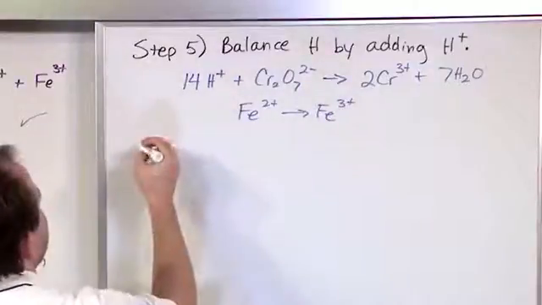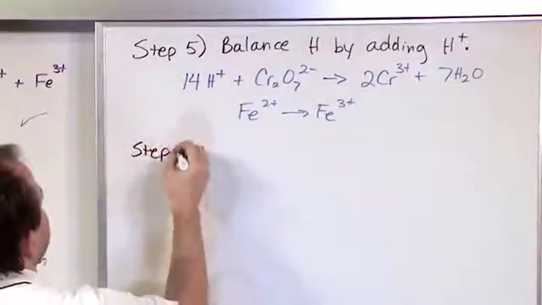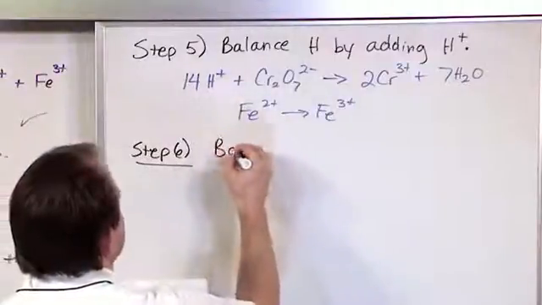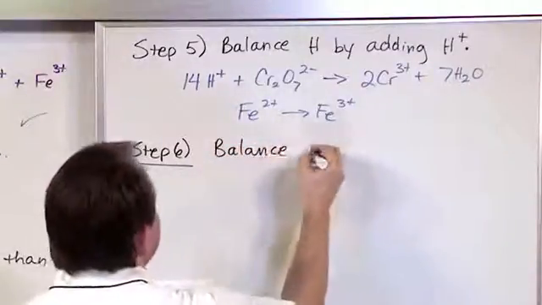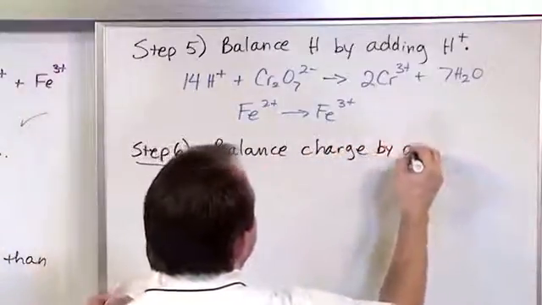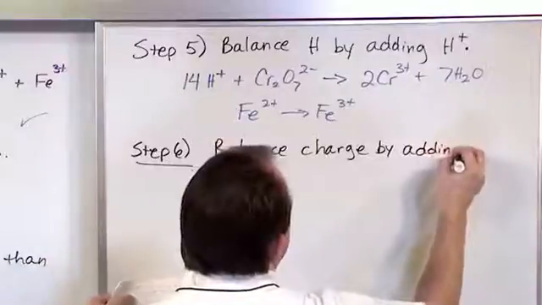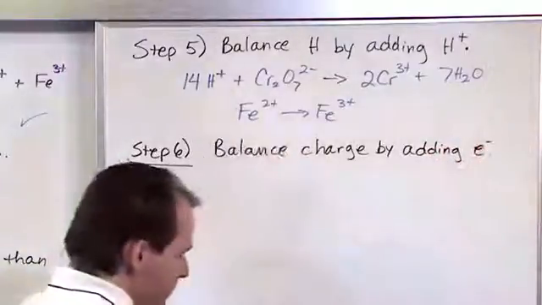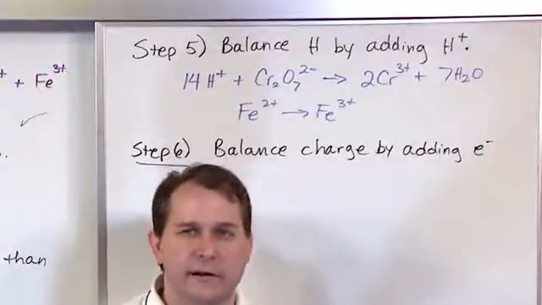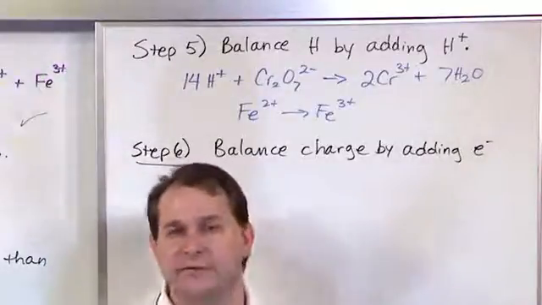We're over halfway done with this procedure. All right, so here we have step 6. Step 6, balance the charge by adding electrons. Now, before, when we did the half reactions, we just kind of added the electrons in there because we could just see how many electrons we needed.